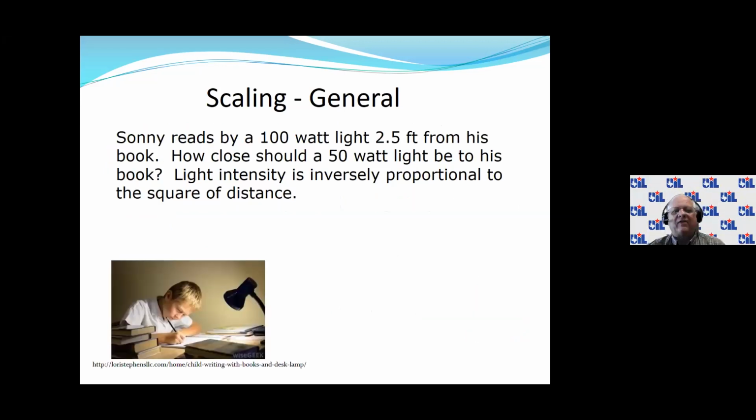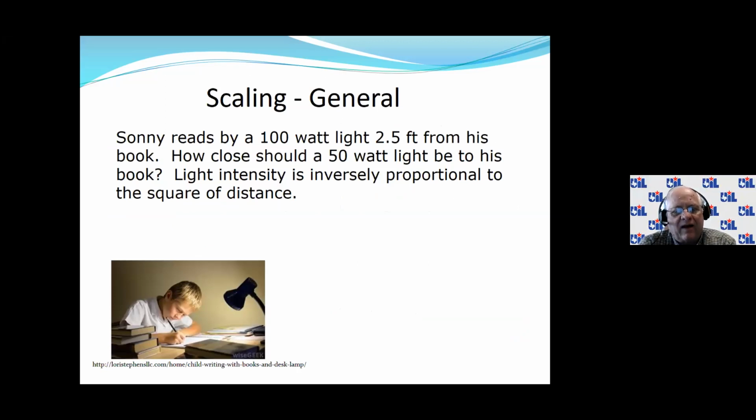All right, I think this is really the last problem I have for you. This one again deals with proportionalities without really much geometry involved. It's a problem with a reading light. Sonny reads by a 100-watt light that's 2.5 feet from his book. How close should a 50-watt light be to his book?